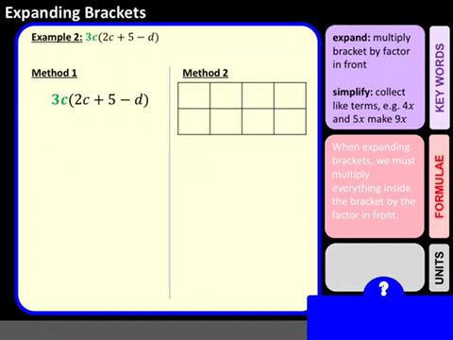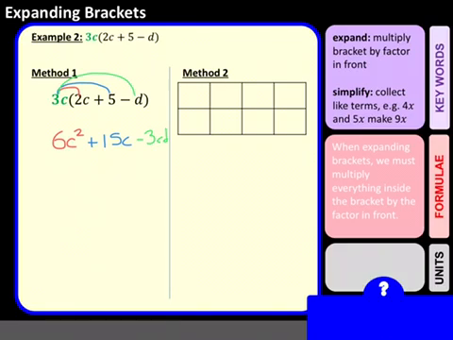Okay, second example. So same thing again, multiplying everything inside the bracket by what is outside. So my first thing to do, 3c times 2c, which is 6c squared. Second part, 3c times 5, which is plus 15c. And then finally 3c times minus d, which will be minus 3cd.